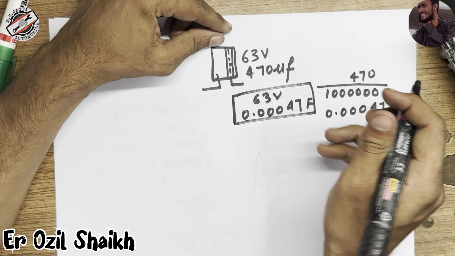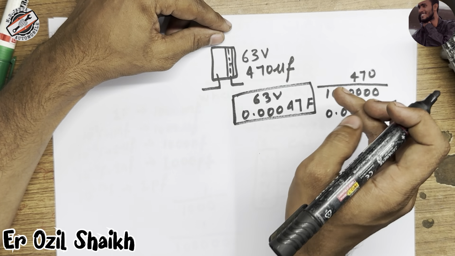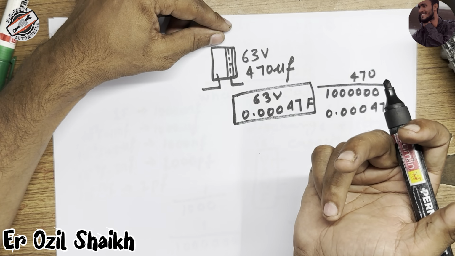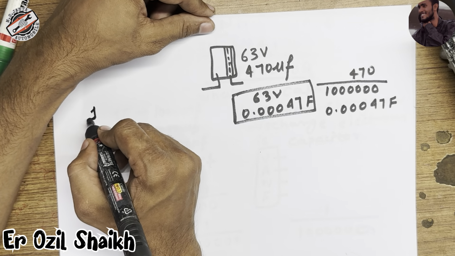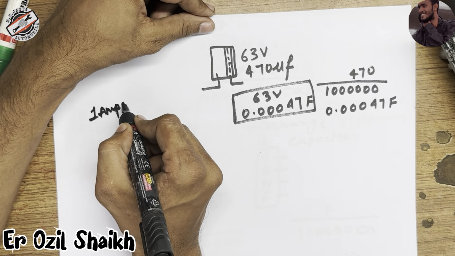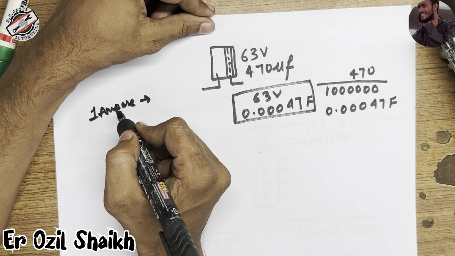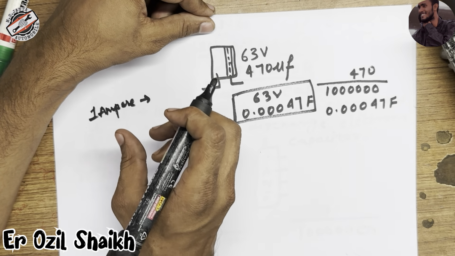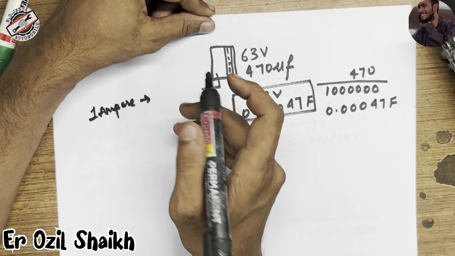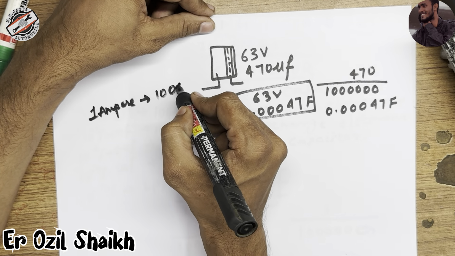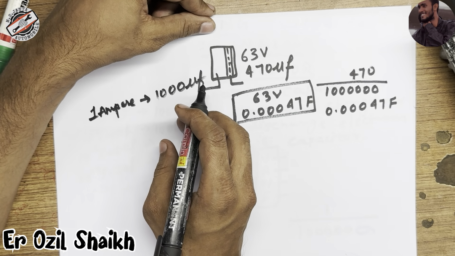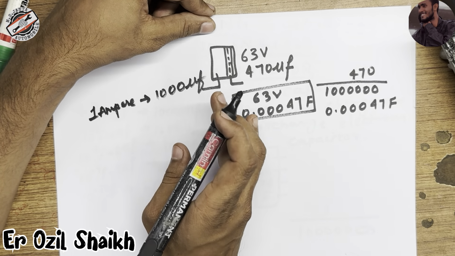Okay, 1 farad, 1 ampere is how many farad? If I tell you that 1 ampere, it is not perfect, but if you calculate any circuit, you can use it like that. 1 ampere is equal to 1000 microfarad. 1 ampere is equal to 1000 microfarad.